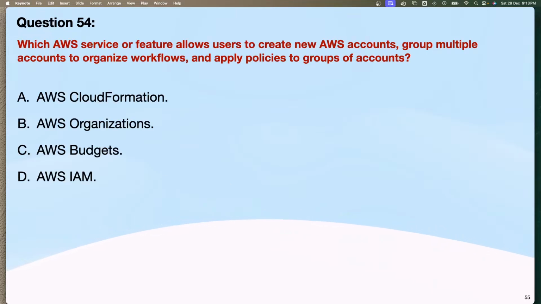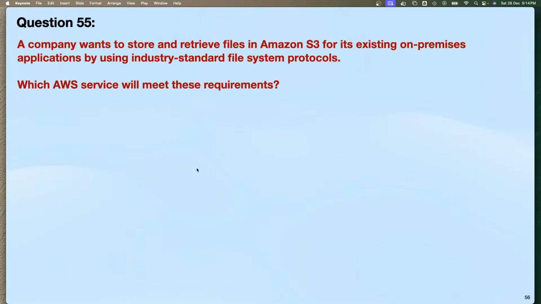So 54. Which AWS service or feature allows users to create new AWS accounts, group multiple accounts, organize the workflow and apply policies at the group level? We talked about this so many times. Just to quickly evaluate, CloudFormation is for infrastructure as code, Budgets is for alerts on our budget spend, IAM is for identity access management. If you want to create a bunch of AWS accounts and manage them like a group, AWS Organizations is the answer. B is the answer.